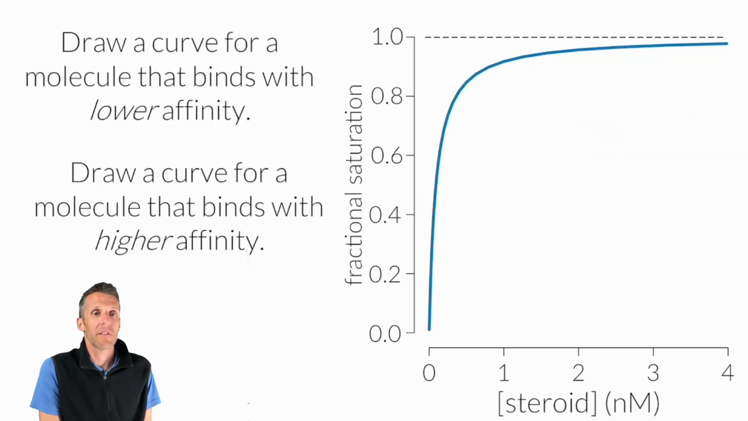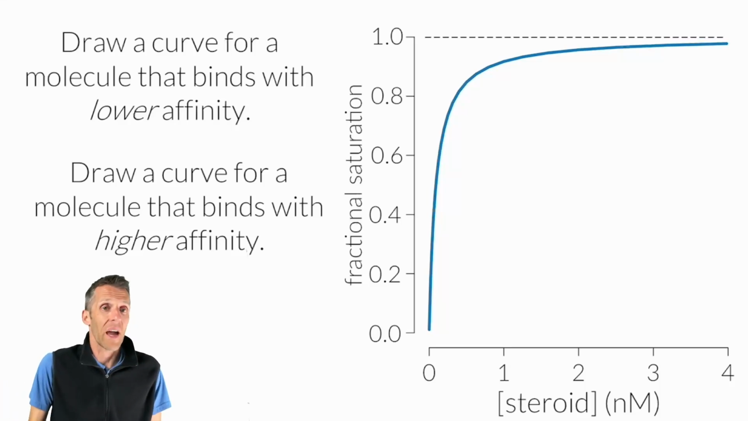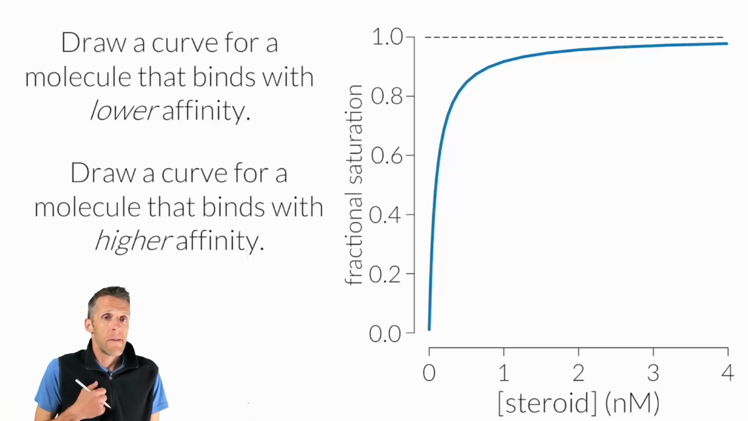Okay. Now we're going to do a drawing exercise. What I would like you to do is draw a curve for a molecule that binds to the estrogen receptor with a lower affinity, and then a matched curve for a molecule that binds with a higher affinity. So again, a chance to pause and think about this and do it on a piece of paper. So pause.